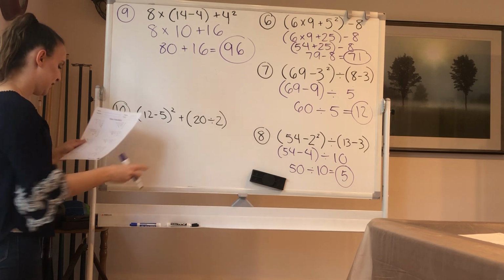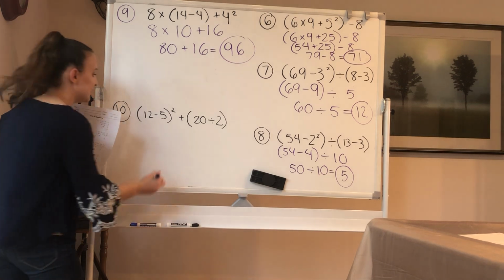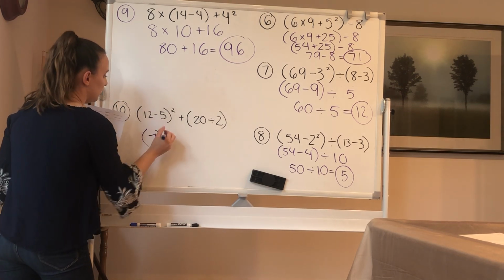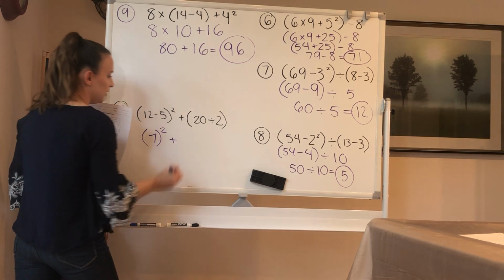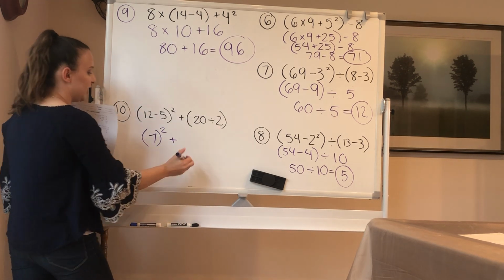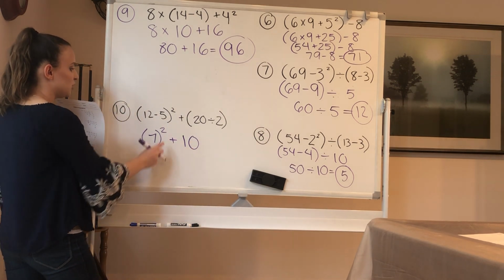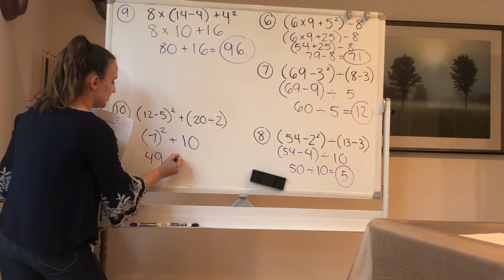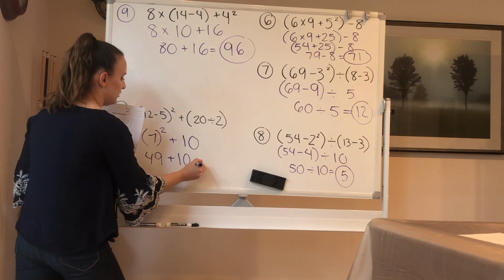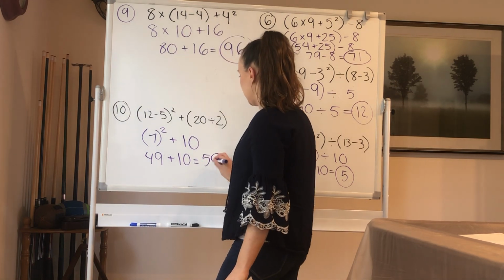Okay, next, we have two sets of parentheses, so we'll do this one first. 12 minus 5 is 7. And then we need to square that. And then 20 divided by 2 is 10. So 7 squared is 49, plus 10, and 49 plus 10 is 59.